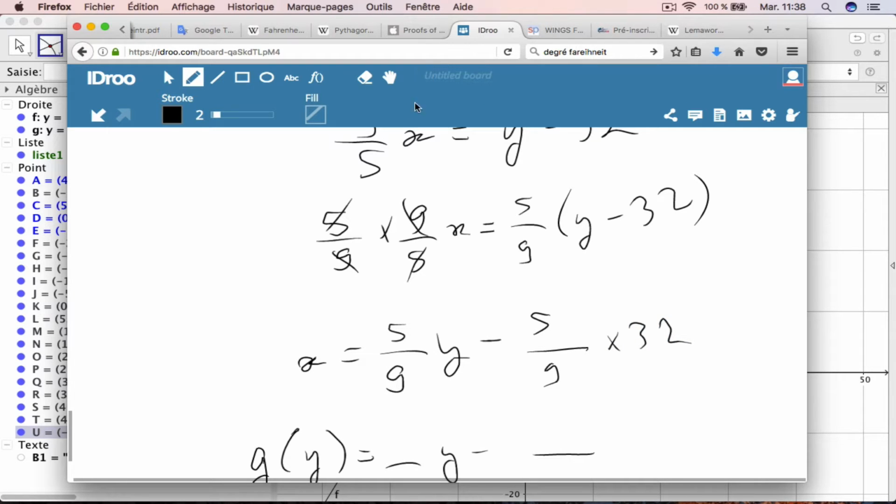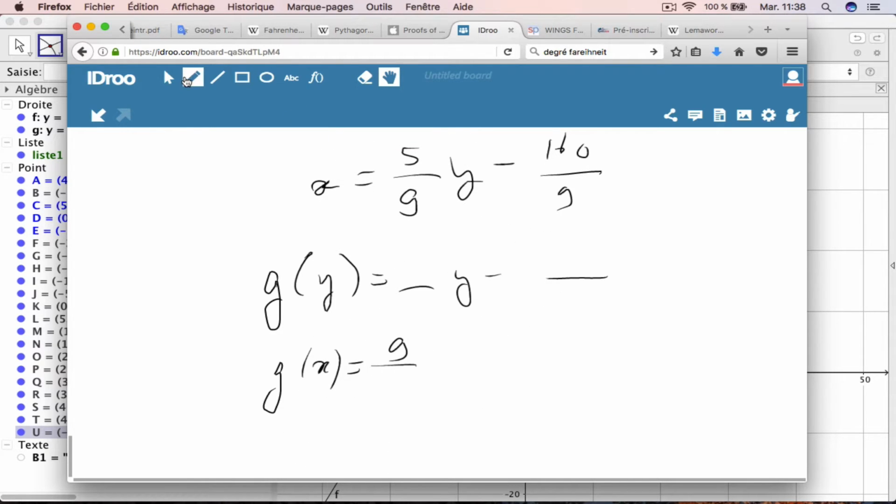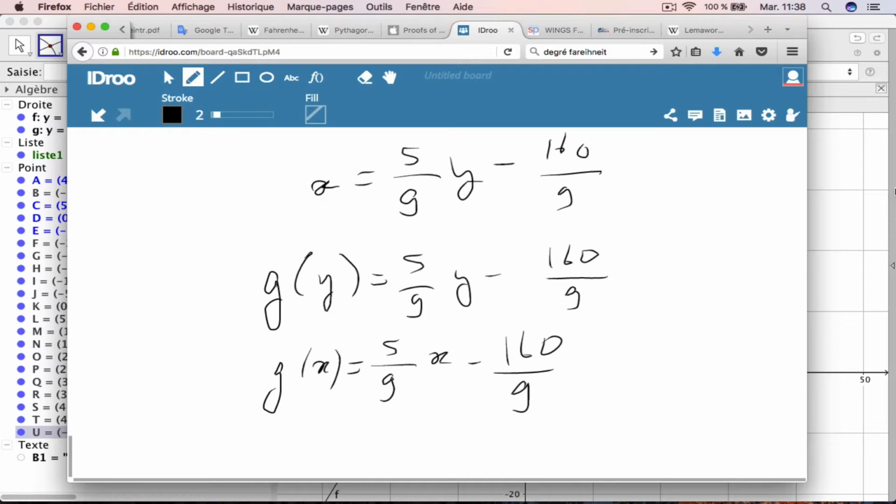So let's make the calculus. Sorry. 5 times 32 is 160 on 9. So that's 5 on 9 x minus 160 on 9. Okay, and here is the same. Let's check it out.